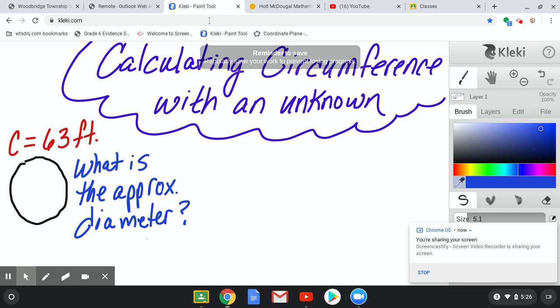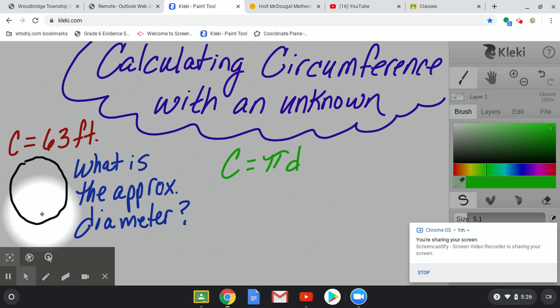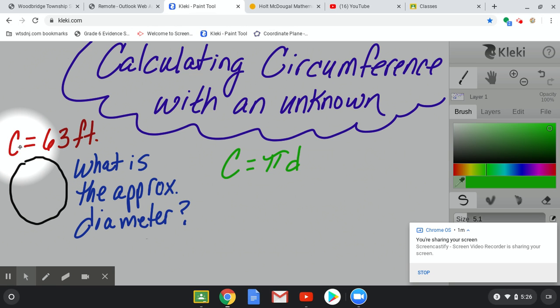So if I go back to my drawing tool here, we know that the formula that I'm going to be using is circumference equals pi times diameter. And I kind of replicated the scenario here. This is our circular fountain. Don't make fun of my circle, it's not perfect. And they're telling us that the circumference of the fountain is 63 feet. They're asking us what the approximate diameter is.